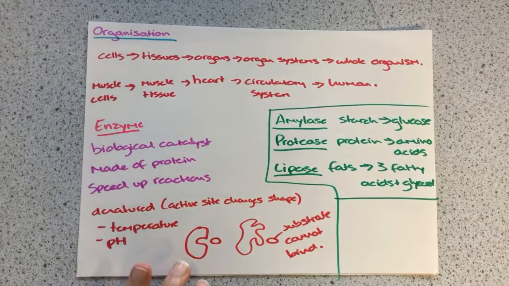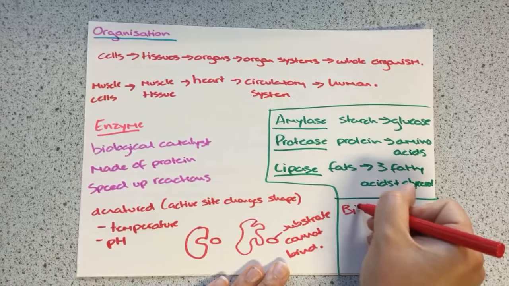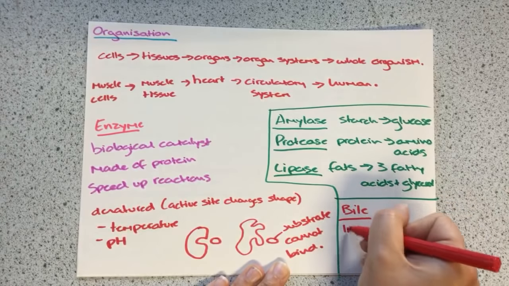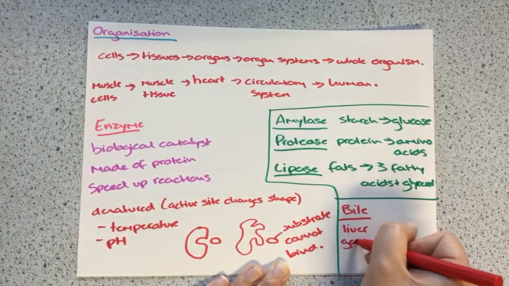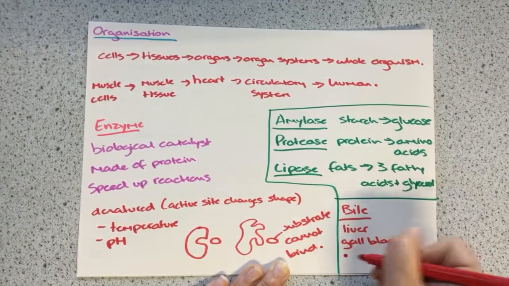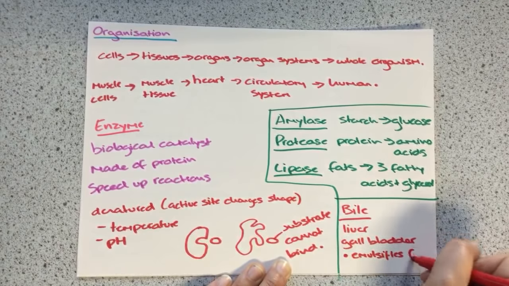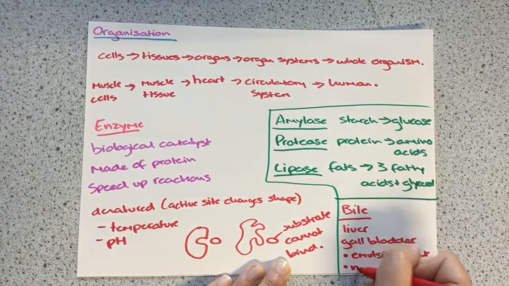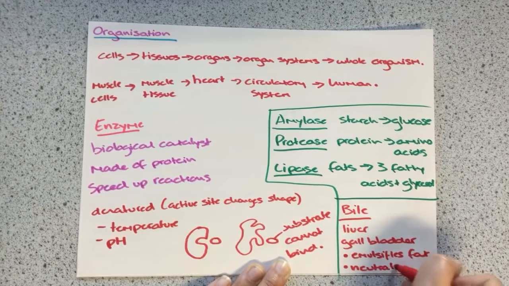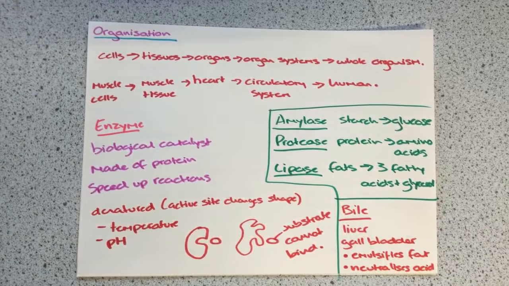Okay? Last little bit on digestion before we move on. You also need to know what bile does. Bile is made in the liver, stored in the gallbladder, and it's got two functions. Number one, it emulsifies fat, and it also neutralizes acid. I'm going over this very briefly, so this is the bare minimum that you need to know just because I am conscious of time.